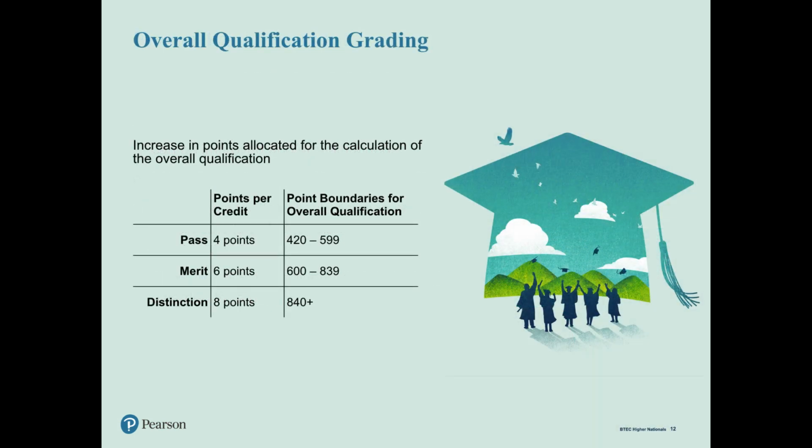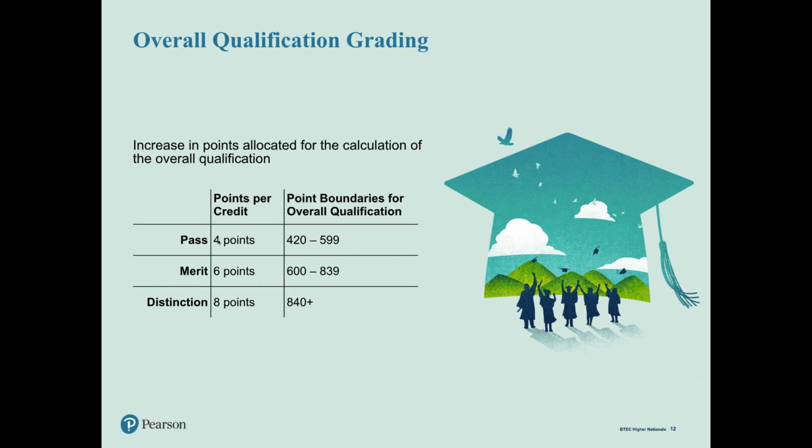There is a change to the overall qualification grading. If you recall, under the QCF, a pass did not have any points associated with it. So pass did not contribute to the overall achievement of a merit or distinction. We've now changed that, and a pass carries 4 points. So for each credit awarded at pass level, the student gets 4 points.